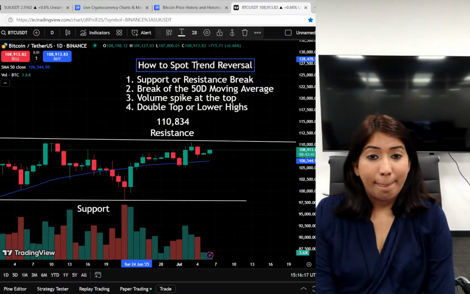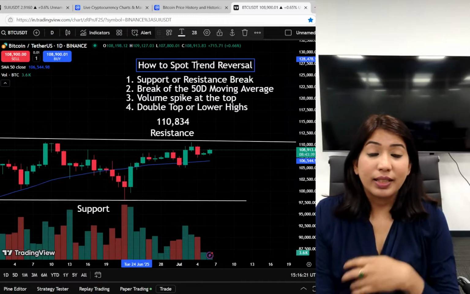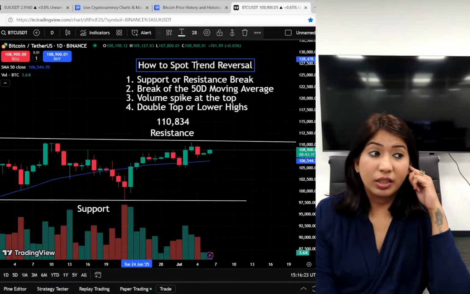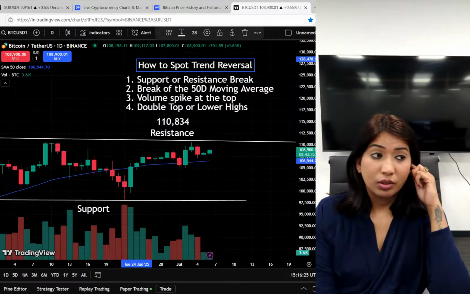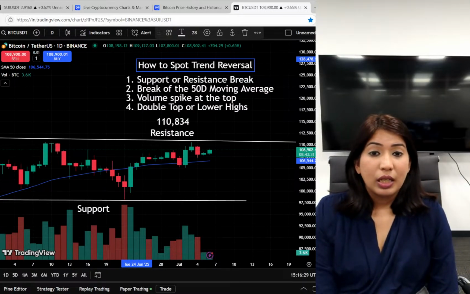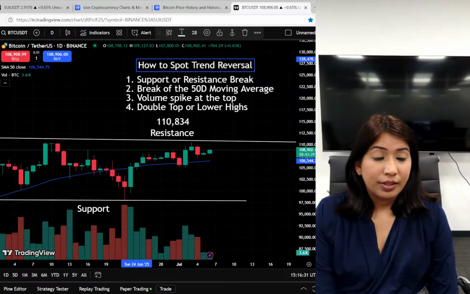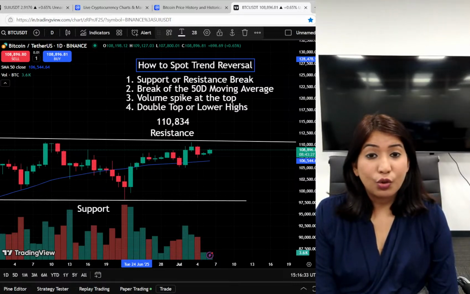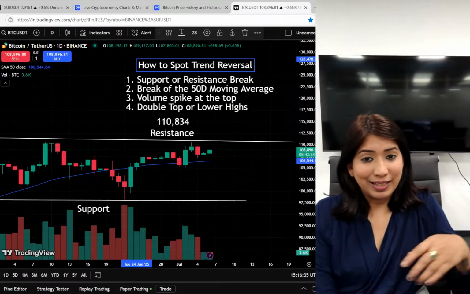And if there's a double top or lower highs that get created on the chart, then that is also a sign of trend reversal that's happening. So you should always trade in the direction of the trend and not against it.